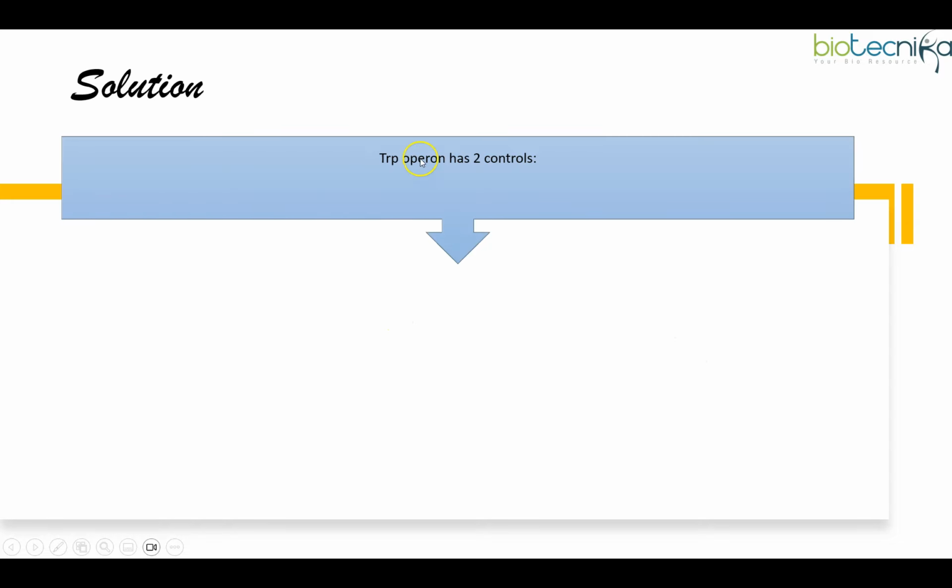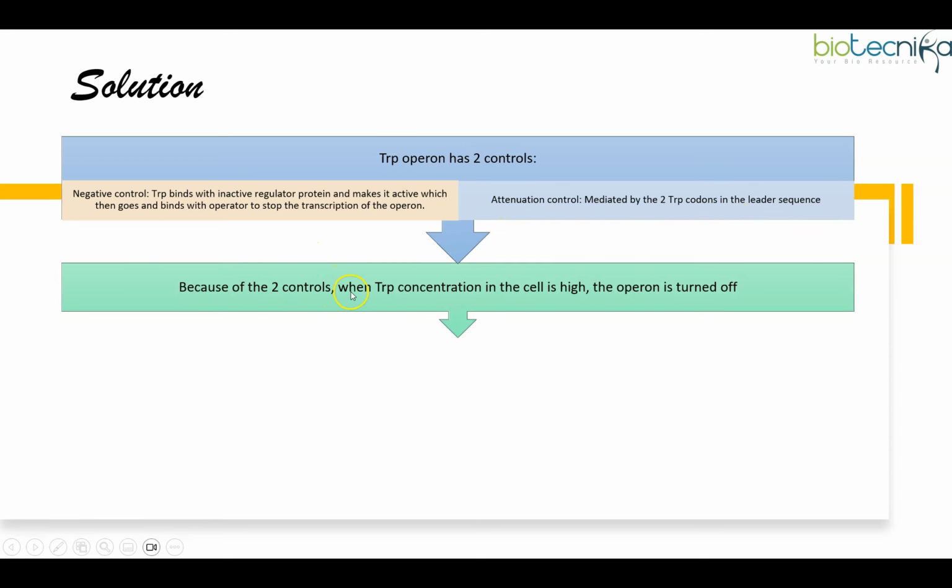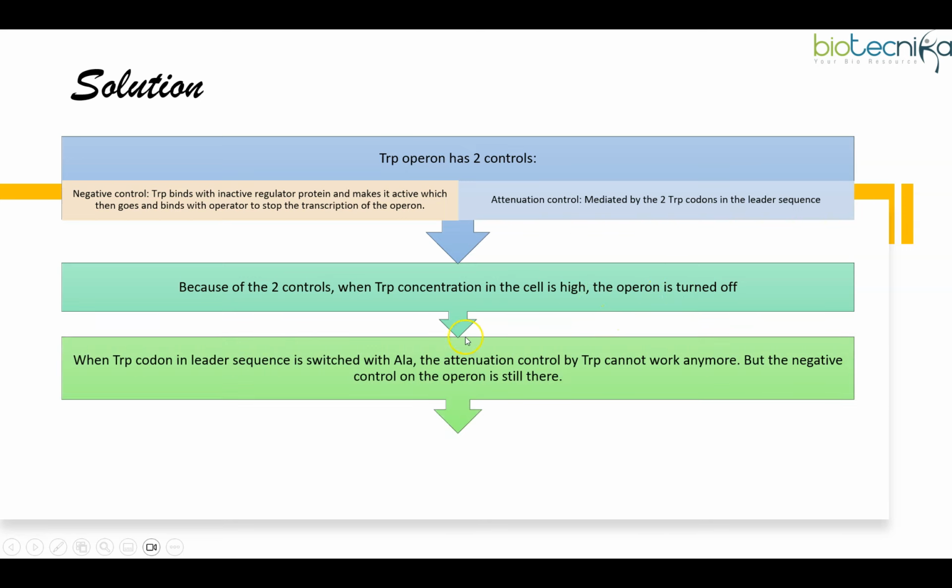So why is that? The tryptophan operon has two controls. One is the negative control. Tryptophan binds with the inactive regulator protein and makes it active, which then goes and binds with the operator to stop the transcription of the operon. Then we have the attenuation control, which is mediated by the two trp codons in the leader sequence. Because of these two controls, when trp concentration in the cell is very high, the operon is turned off. But when the trp codon in the leader sequence is switched to alanine, the attenuation control by trp cannot work anymore. But the negative control of the operon is still there.